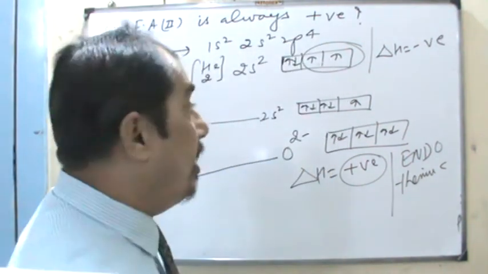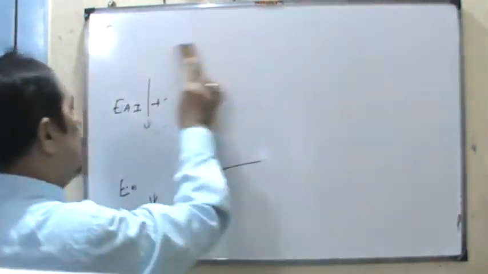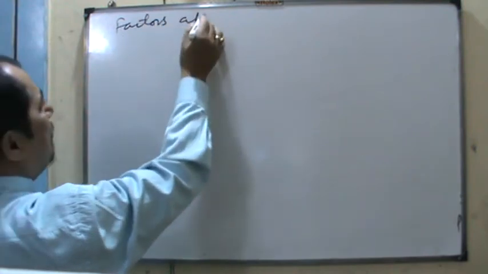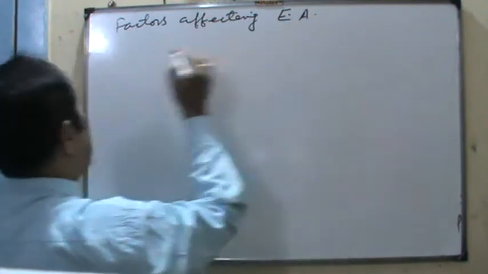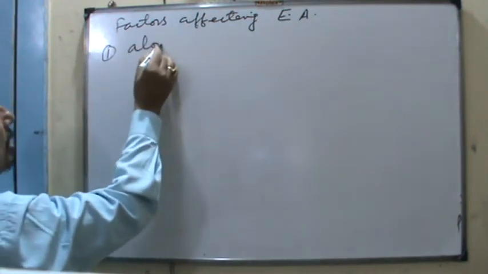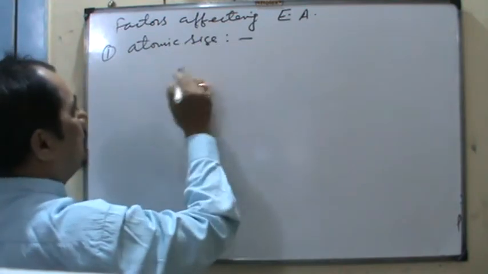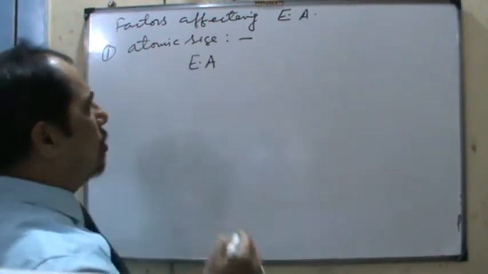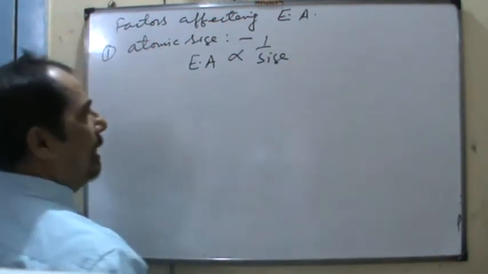So the question again arises, what factors affect the electron affinity? No doubt you can see the factors affecting electron affinity. First is the atomic size. Electron affinity, or electron gain enthalpy, is inversely proportional to the size of the atom.